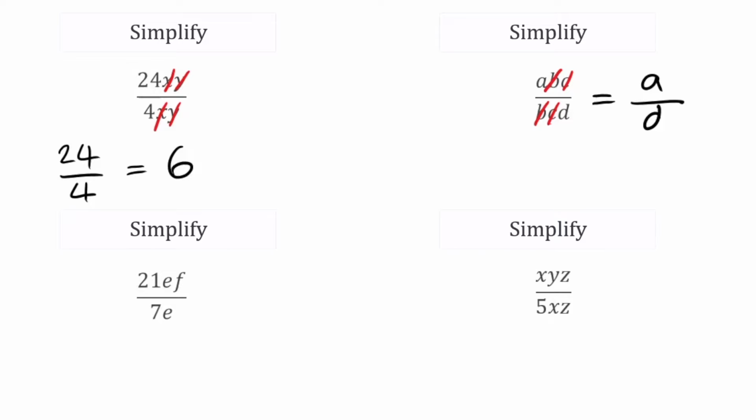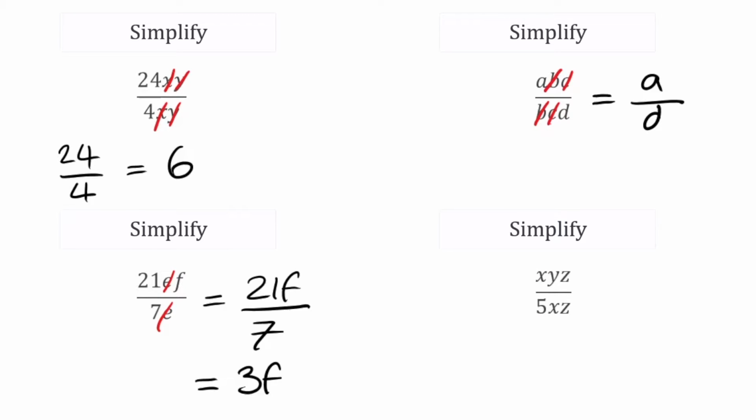First of all, I'm going to look for the letters in both the numerator and denominator which we can cancel. I'm sure you can see here that we've got a term of e in both, so I can cancel this term of e on the top with this term on the bottom here. That now leaves me with 21f on the top and just 7 on the bottom. Now we've got 21f divided by 7, so we do 21 divided by 7, that's going to give us 3 lots of f overall.